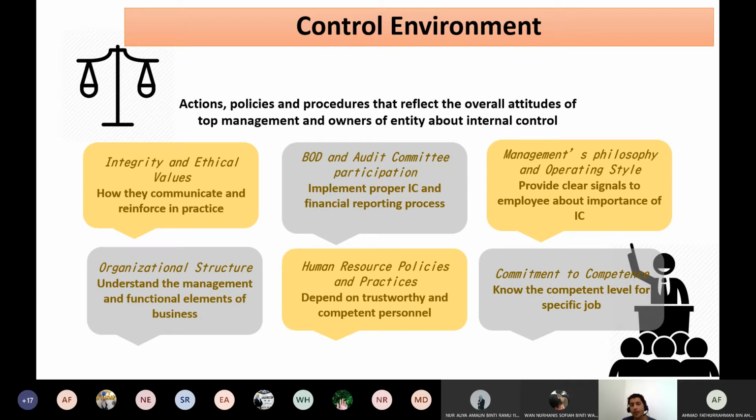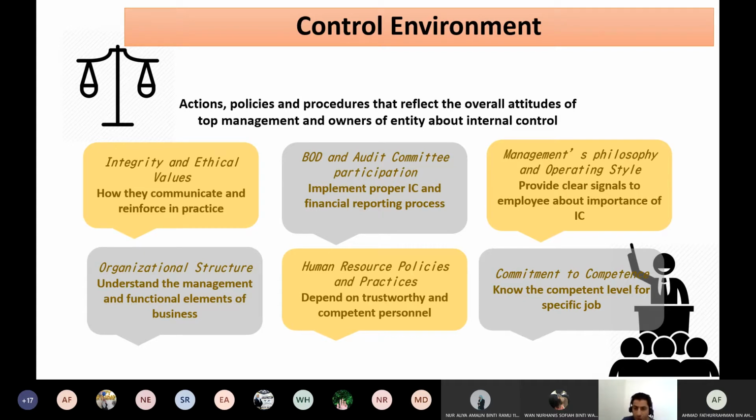Okay, so next is the management philosophy and operating style. As I said, if the manager's style or the management philosophy believes in internal control, they believe that internal control is very important and plays a significant role in achieving the three objectives that we mentioned just now.